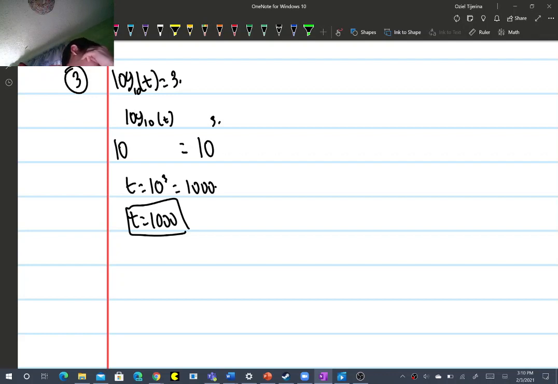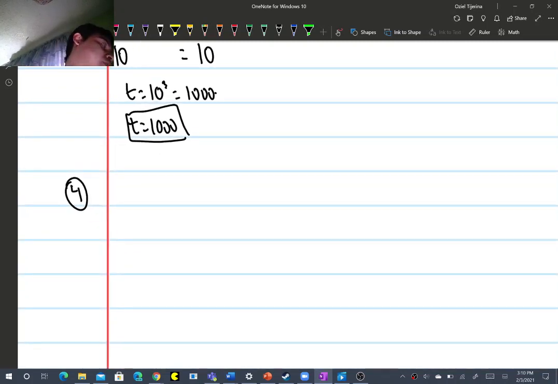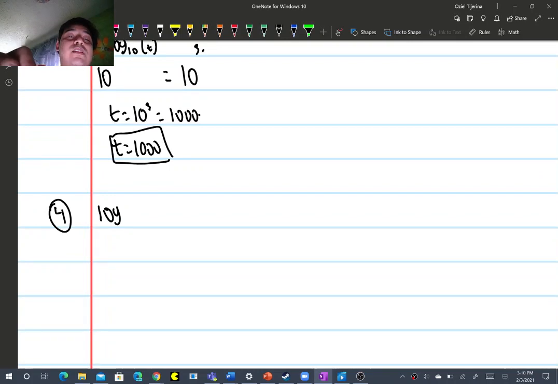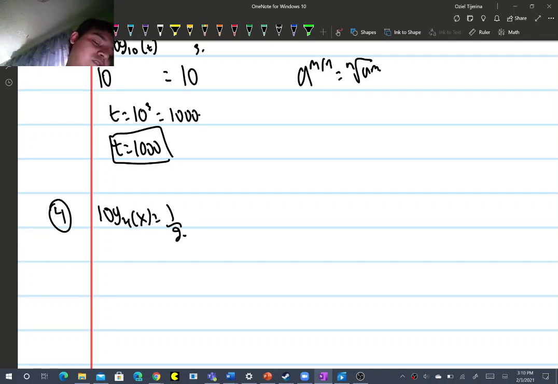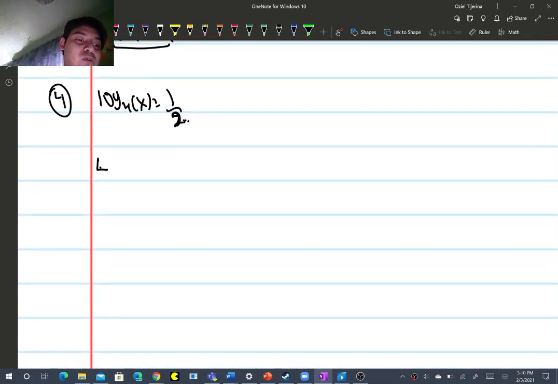And so the next one that we have, this one's a little trickier. This is kind of why in the last video I did the radicals, where I said a to the m over n equals the nth root of a to the m. So this one is log base 4 of x equals 1/2. And what you're going to say is 4 to the log base 4 of x equals 4 to the 1/2.